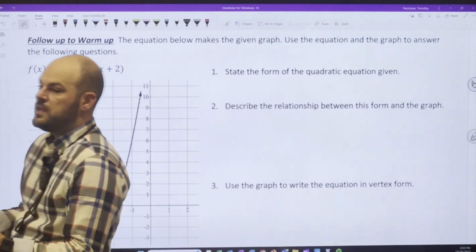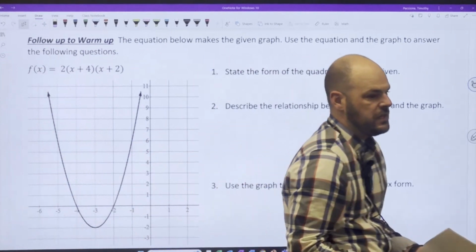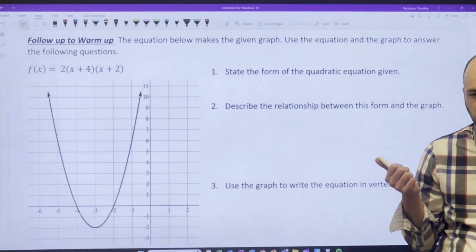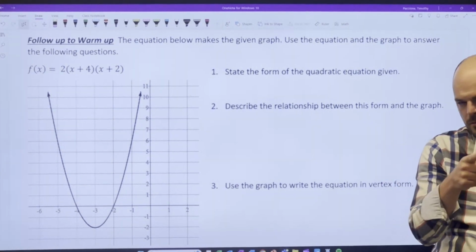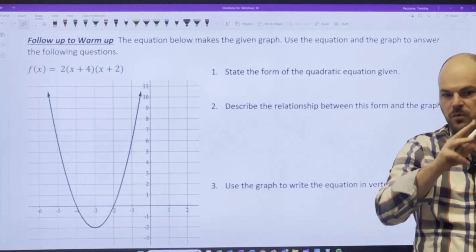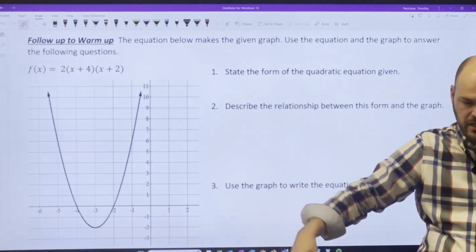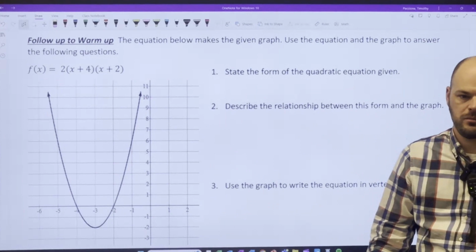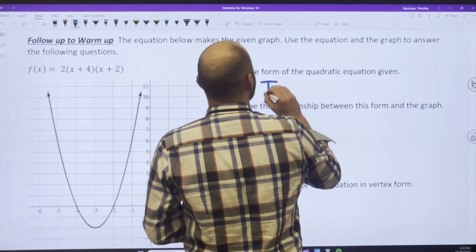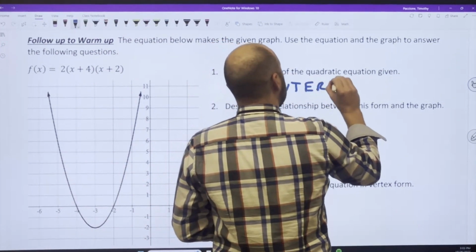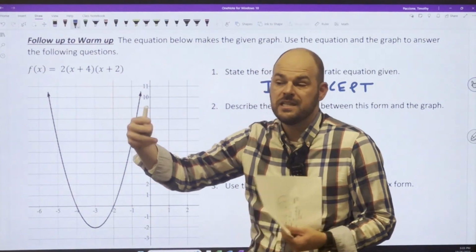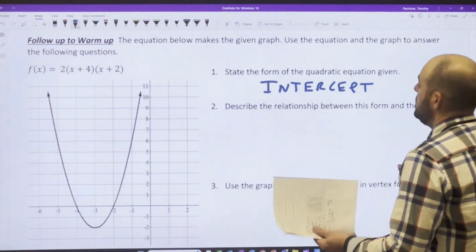The question was, what do I mean by the form? We know there's 3 choices. What are they? Intercept form, standard form, and vertex form. Which one is this one in? What have we learned? Intercept form. So that's the answer to the first question. There are 2 parentheses, and there's no actual squared except for it being implied. You don't actually see a squared in the equation. It's intercept form.